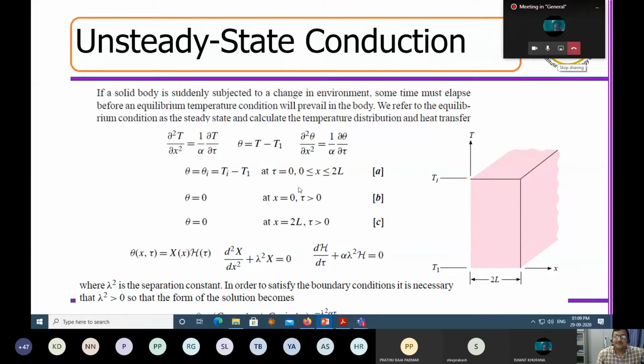Please give me 5 more minutes, because one concept is remaining for the tutorial too. Since we are extending the class by 10 minutes, I'll continue for another 5 minutes. I'll just introduce the Biot number, and then we can take up the tutorial. More or less whatever is required for the tutorial is done. Once we take the Biot number, I think it will be over. So I'll extend for another 5 minutes.